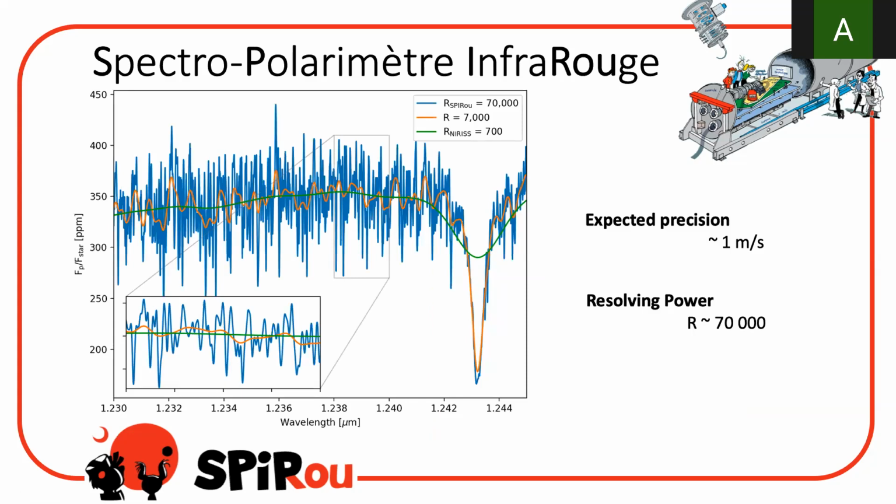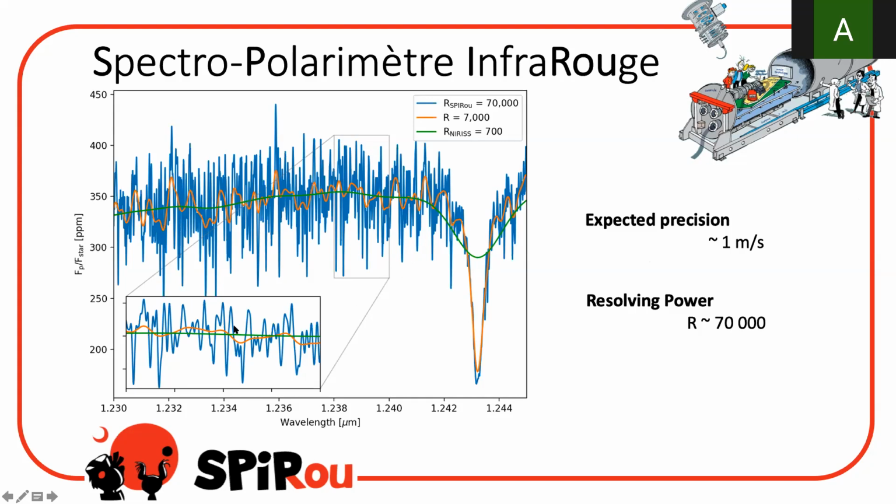To fulfill this goal, Spirou is reaching for an RV precision of about a meter per second. That's very precise. This means that it has to stay extremely stable. That's why it's embedded in a cryogenic vessel here, with the temperature stabilized at the millikelvin. So it has to be really, really stable. It also needs a high resolution. This allows us to resolve each individual line, like it's shown in the figure here.